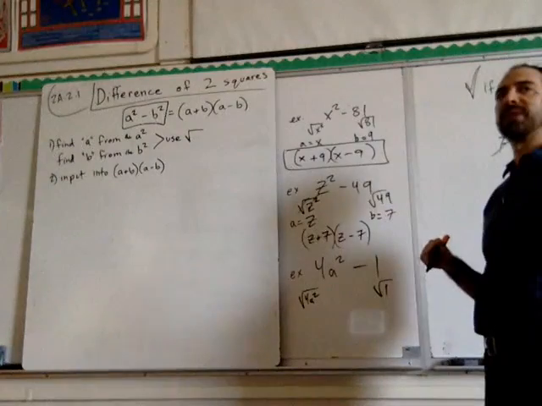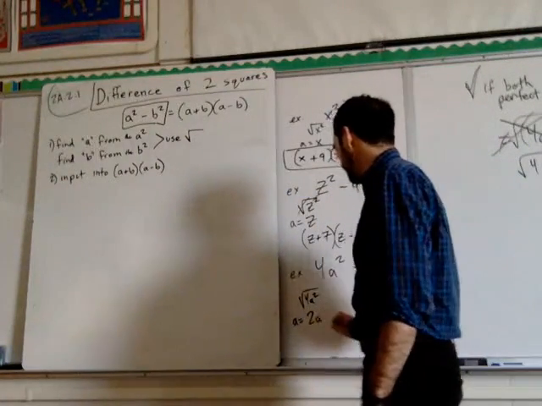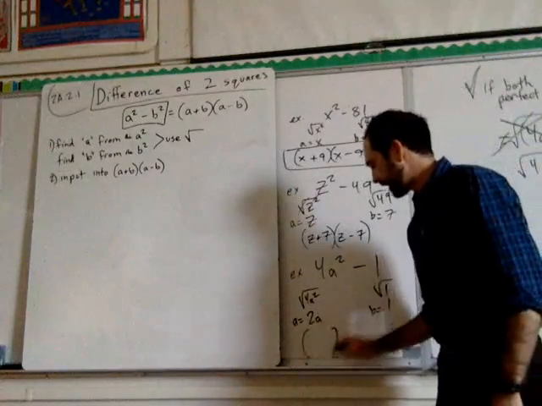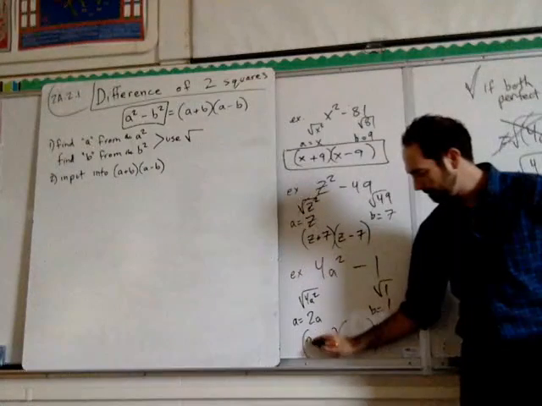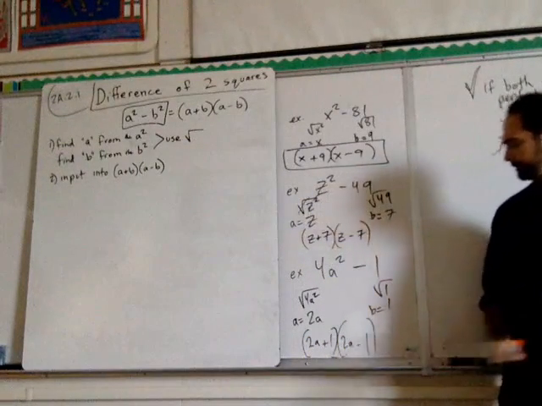Good. Same 2a in the back. All right, so we get our a value is 2a. Our b value is 1. Binomials, 2a plus 1, 2a minus 1.